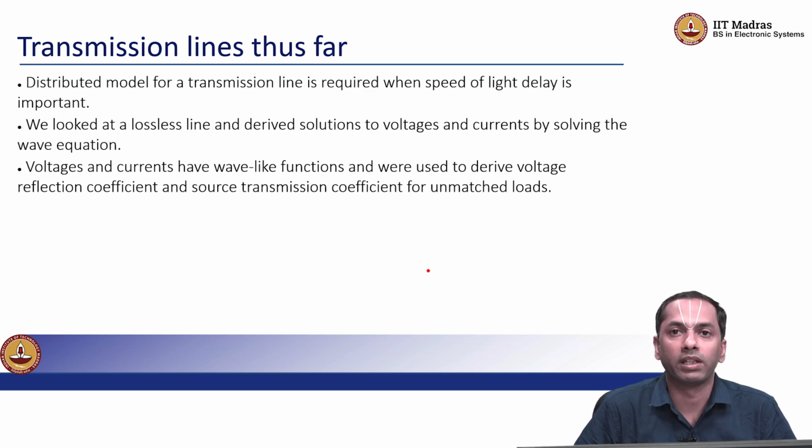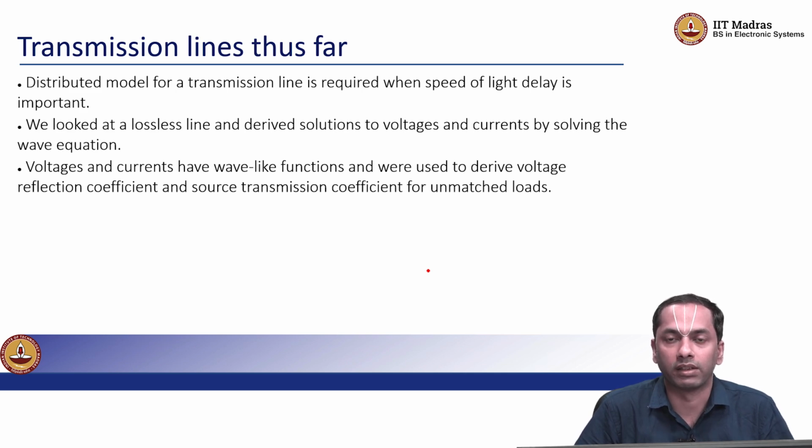So let's do a very quick recap of what we have done last week in unit 2 on transmission lines. So we first considered transmission lines, which is just a pair of conductors bridging the source and the load, in itself as an element to study when the speed of light delay is considered to be finite, right?